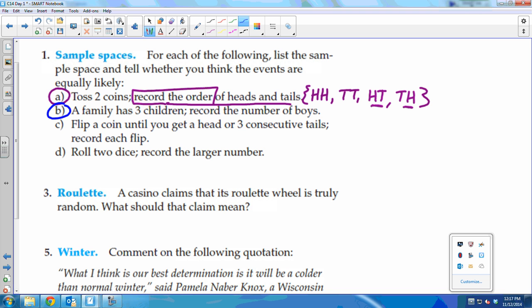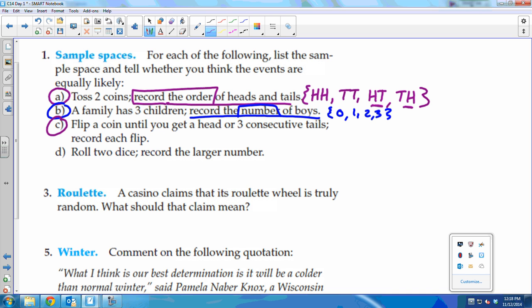In the second one, a family has 3 children. Record the number of boys. So what is the possible number of boys? 1, 2, 3, or 0, right? You could have all girls. Questions about B?